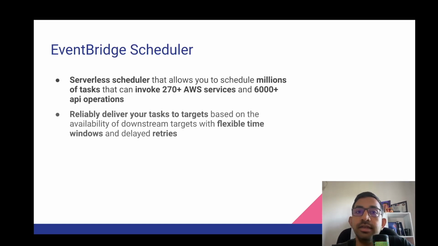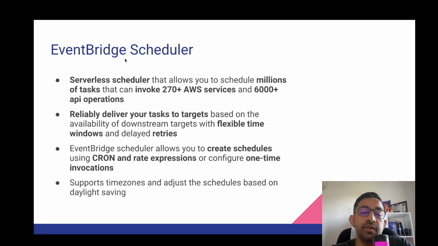Alright, so let's get started. So what really is EventBridge Scheduler? EventBridge Scheduler, like I mentioned, is a serverless scheduler and it's highly scalable. So if you wanted to schedule millions of tasks, you can do that. Now, one of the powerful things about this EventBridge Scheduler is that it can invoke 270 plus AWS services, including 6,000 plus API operations, which is really a powerful feature in a serverless scheduler. We'll talk about it in just a little bit.